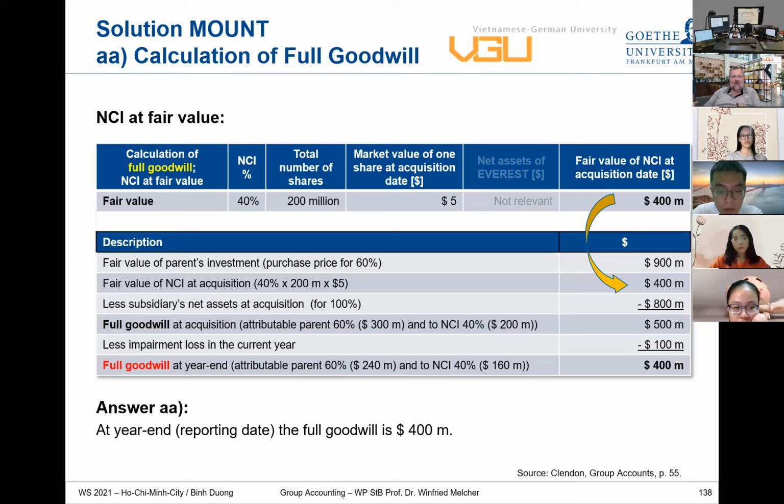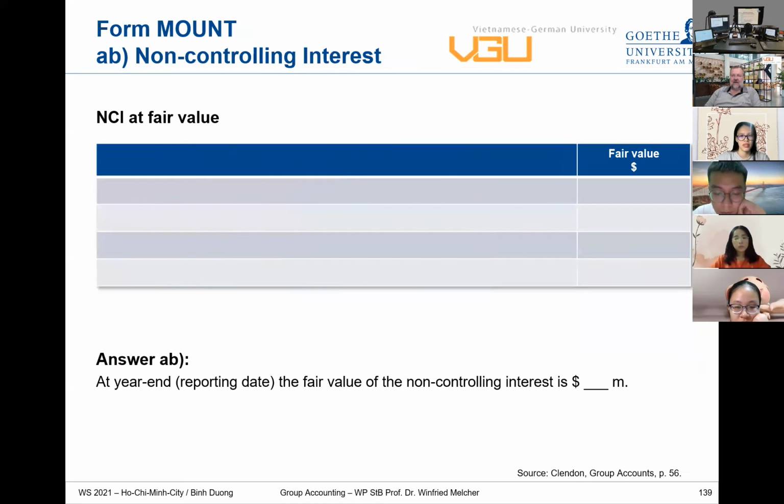So we have to allocate the loss of 100 million to the two groups of shareholders. Therefore, we would attribute 60% of the loss to the parent, so put that in retained earnings of the parent. And we would put 40% in the NCI. So at the year end, we will reflect those in the group accounts. All right, so that was the calculation of goodwill.